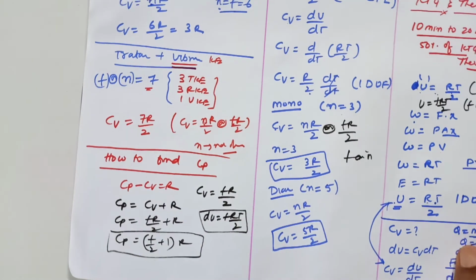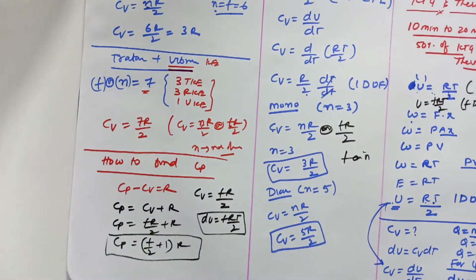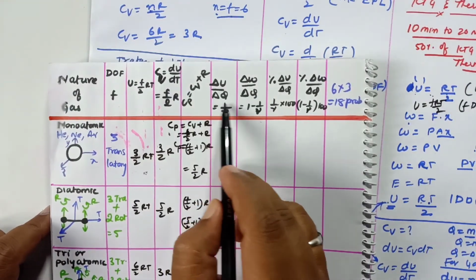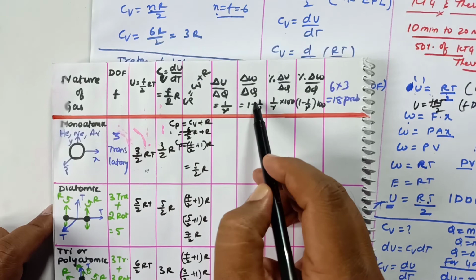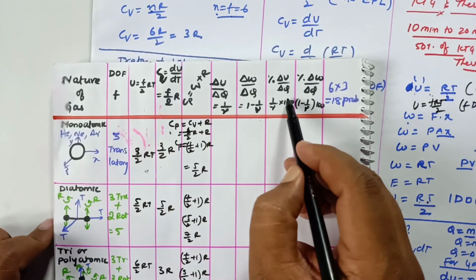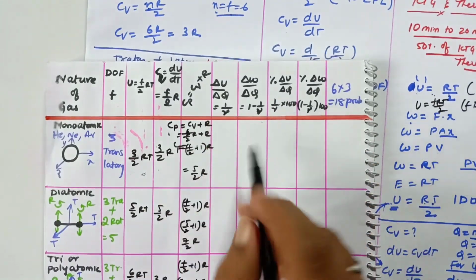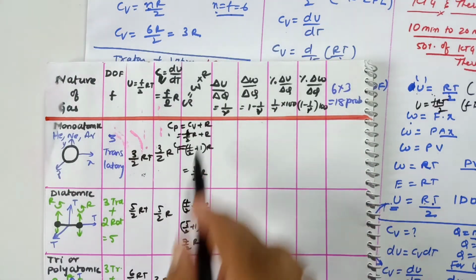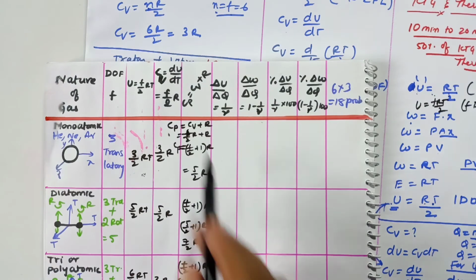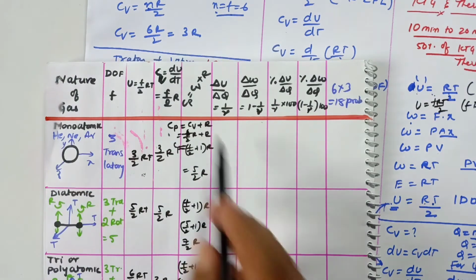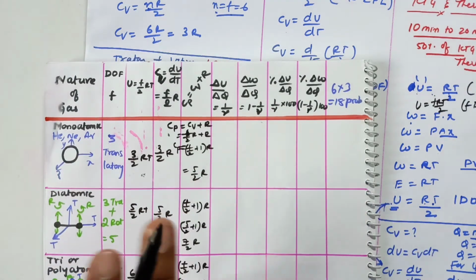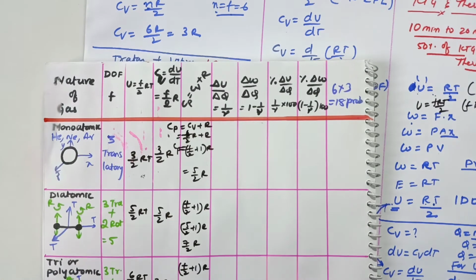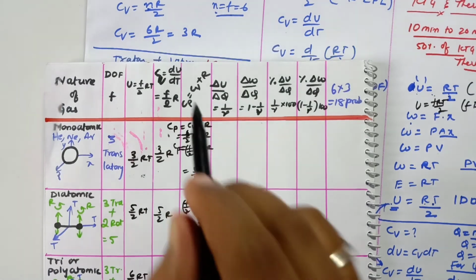Now we shall discuss how you are going to find out the next part of this table, that is delta U by delta Q, delta W by delta Q, and delta U by delta W. How are you going to find these out? If you know these values, the formulas are from thermodynamics, and these formulas are from the kinetic theory of gases. Combine together two chapters you learn in one table here. It's a very simple process where you learn how to find out all these things.